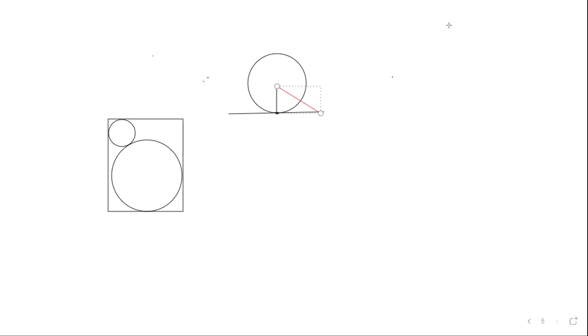So the conclusion is that no matter which line you take, this will always be longer because every other line will cut the circle. So therefore, it's a radius plus something. So this is the shortest, right? So now we have concluded that this line here that joins the center of the circle to the point of contact is the shortest possible line that you can draw.